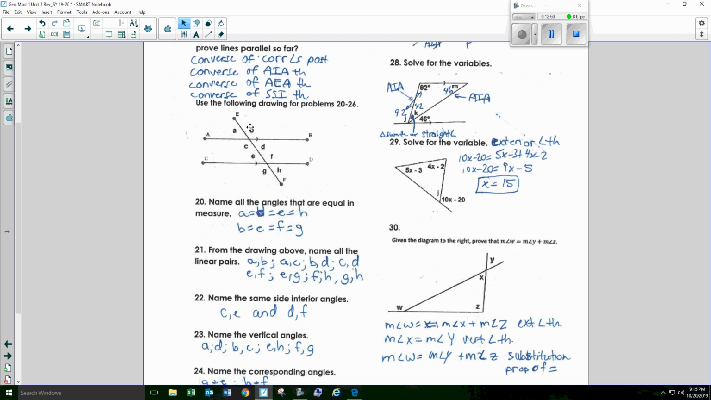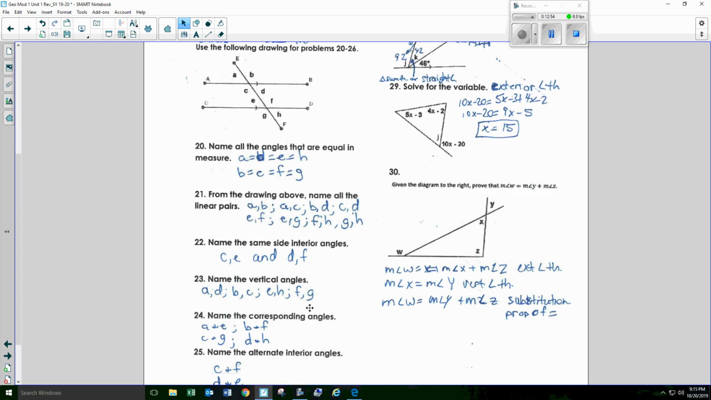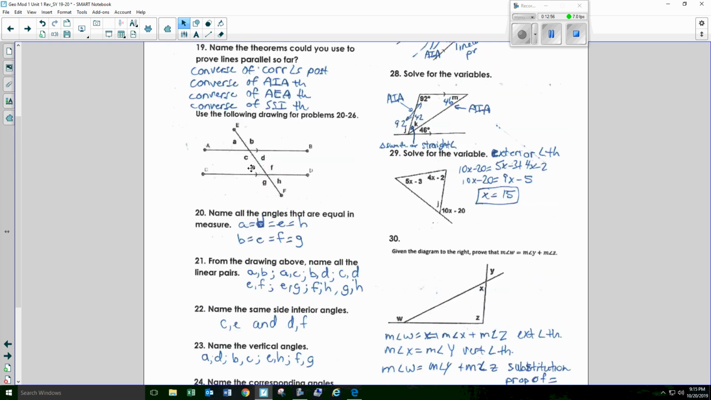Name the vertical angles. Where you did that: BC, AD, FG, and EH. Name the corresponding angles. That's A and E, C and G, B and F, and D and H. Corresponding is one interior, one exterior, but they cannot be adjacent. Okay, and they are going to be on the same side of the transversal, nothing alternate.